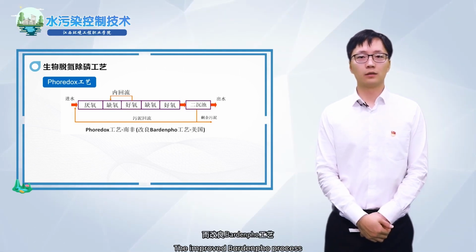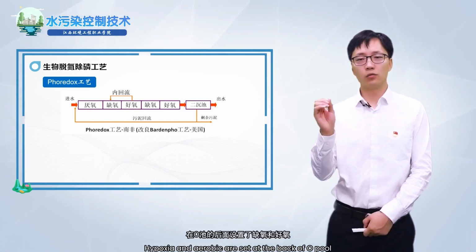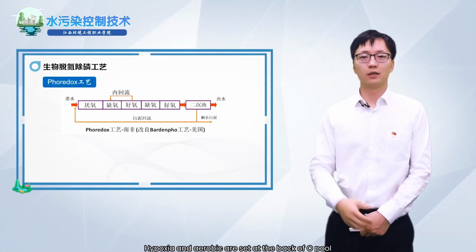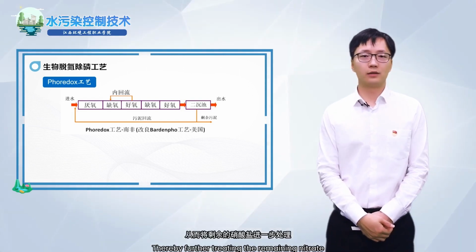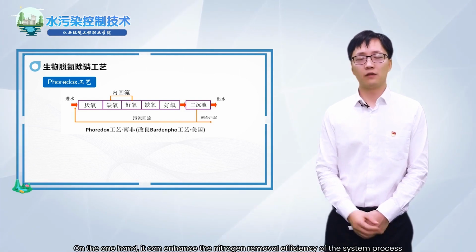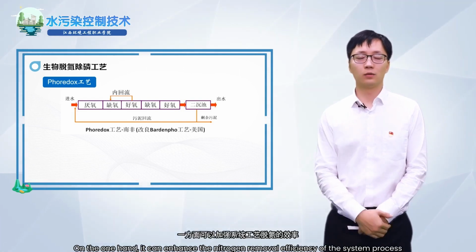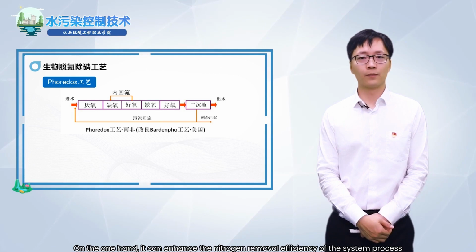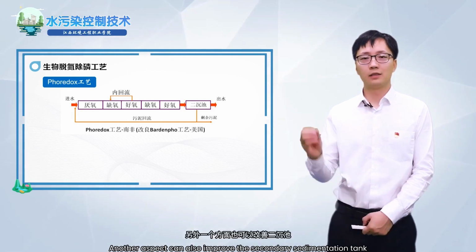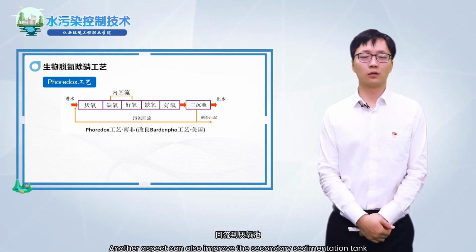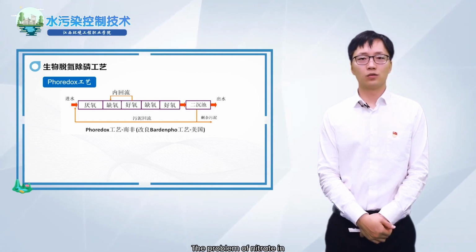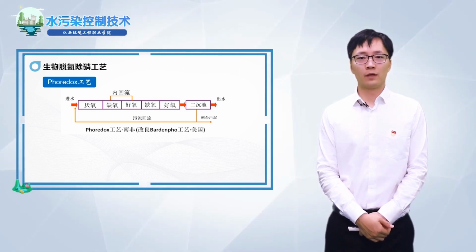In the improved Bardenpho process, anoxic and aerobic tanks are set at the back of the O tank, thereby further treating the remaining nitrate. In this way, on the one hand, it can enhance the nitrogen removal efficiency of the process. On the other hand, it can also improve the problem of nitrate in the return flow from the secondary sedimentation tank to the anaerobic tank.